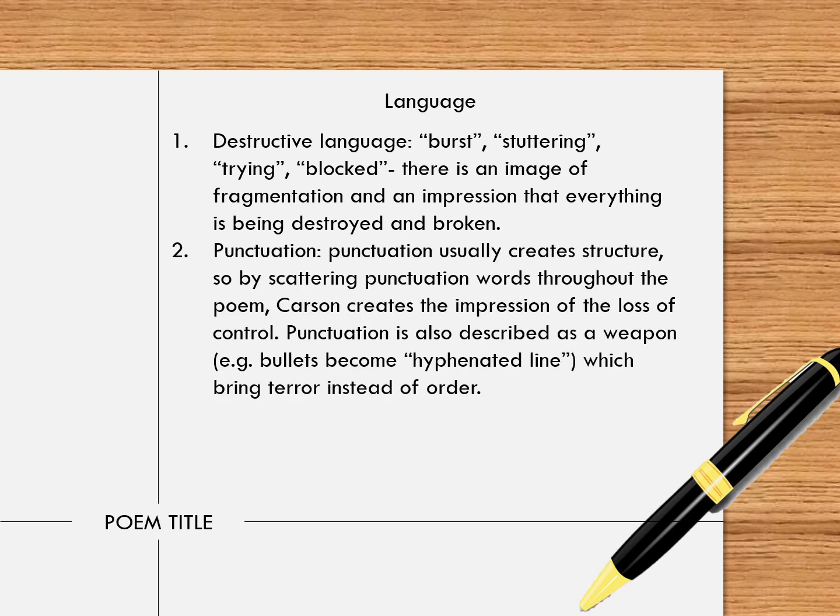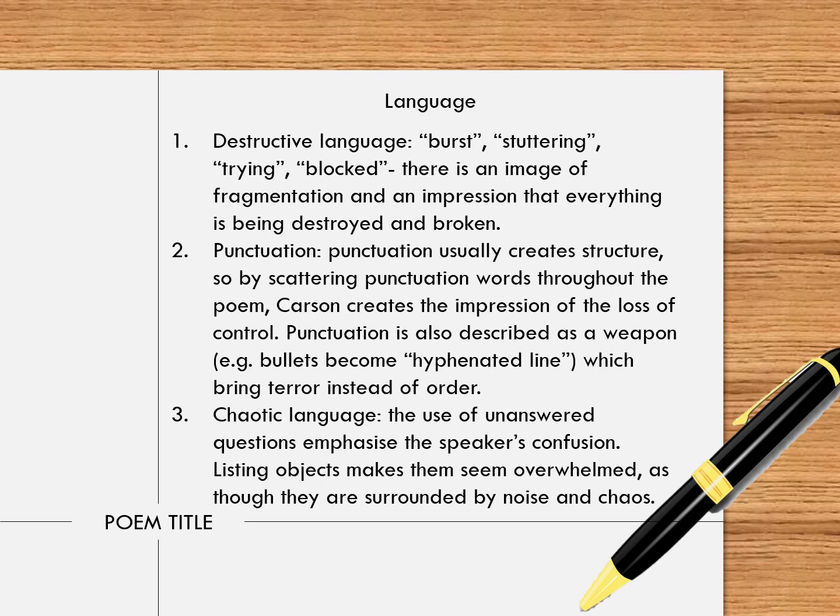The use of punctuation is really interesting in this poem. So think about what we usually use punctuation for. It creates structure to our writing. But by scattering punctuation words throughout the poem, Carson creates this impression of a loss of control. And he also uses punctuation to describe weapons. So instead of saying bullets, he says hyphenated line. This creates an impression of terror, again, instead of the order that we'd expect to come from this language.